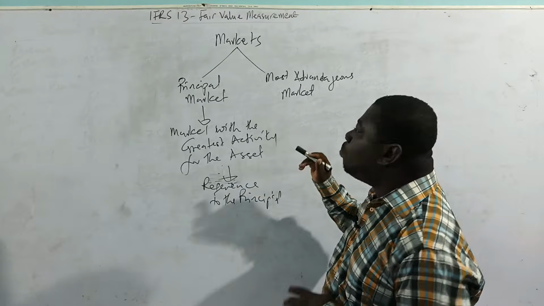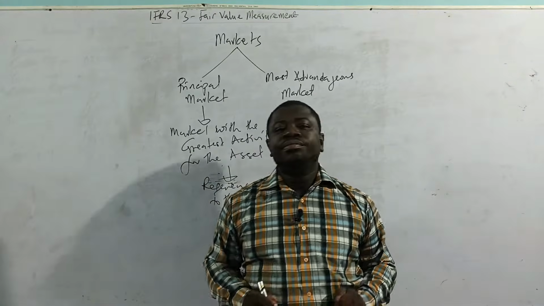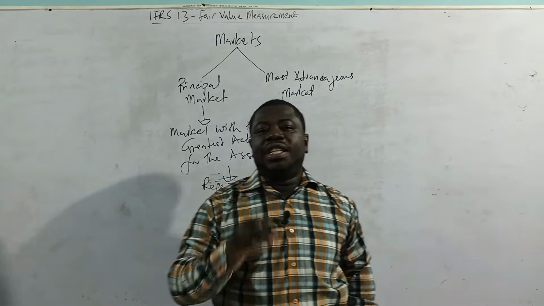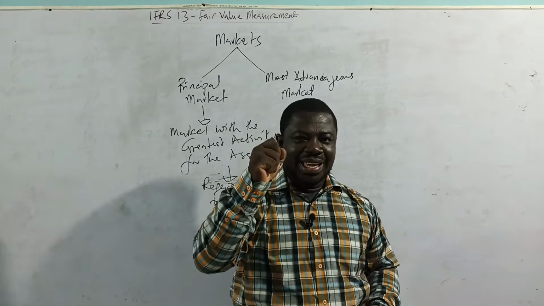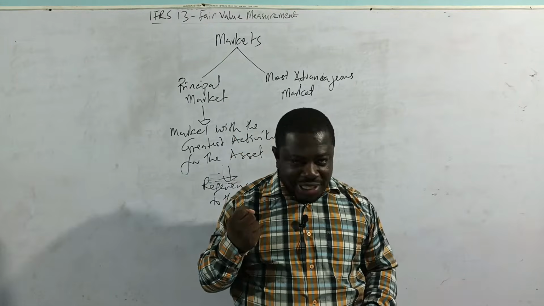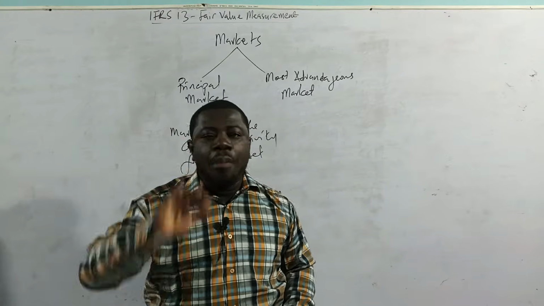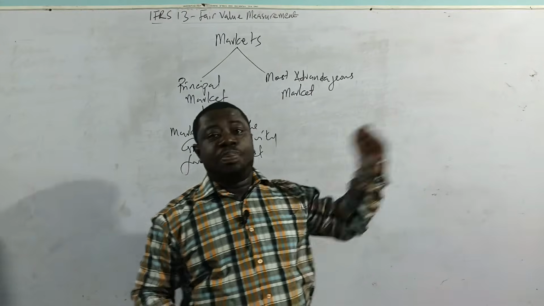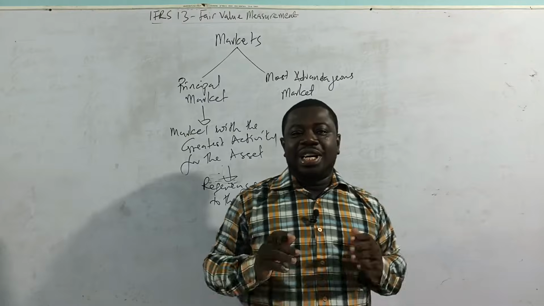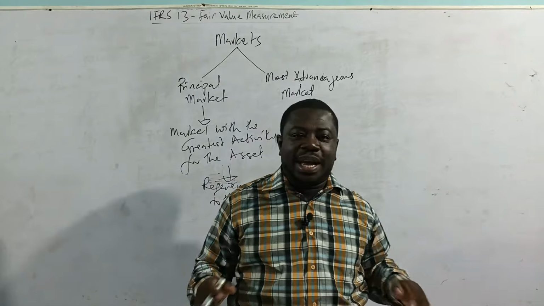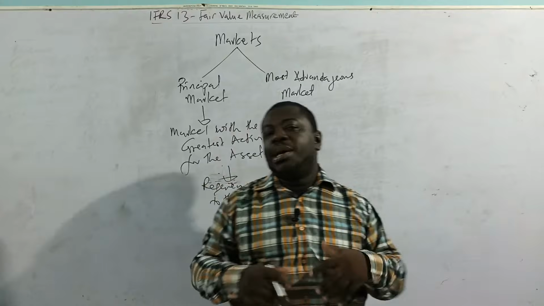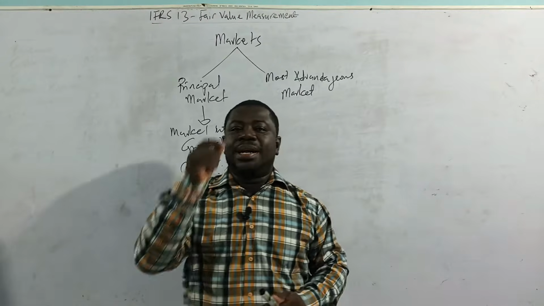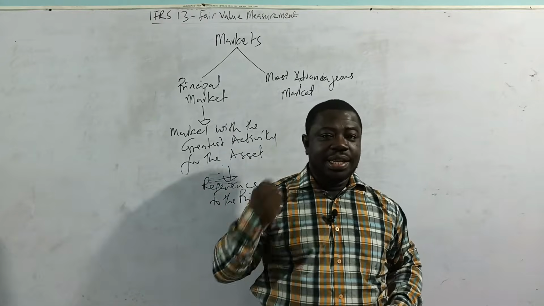Now let's talk about the most advantageous market. The most advantageous market is the market that will maximize the proceeds to be received from the sale of the asset or minimize the amount to pay for the liability. So now, the most advantageous market could still be the principal market or any other market. When we say most advantageous market, it is the market that will maximize the cash to be received.